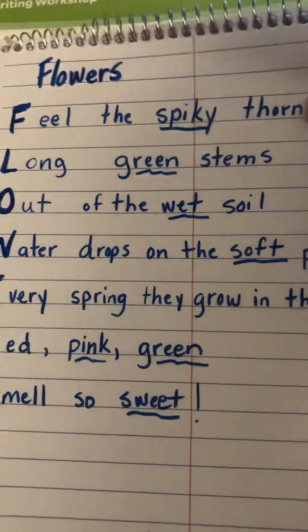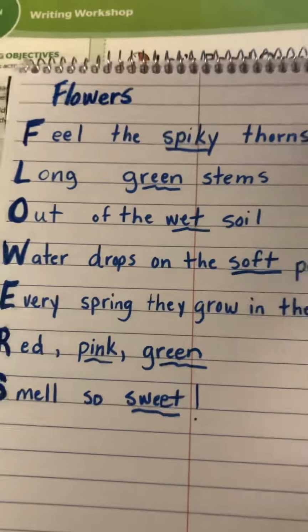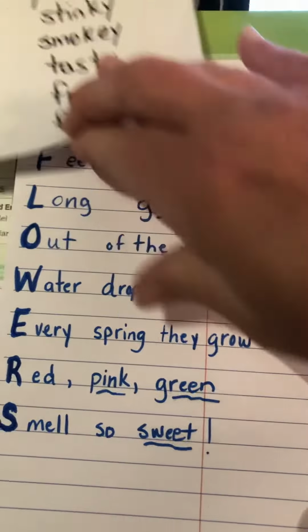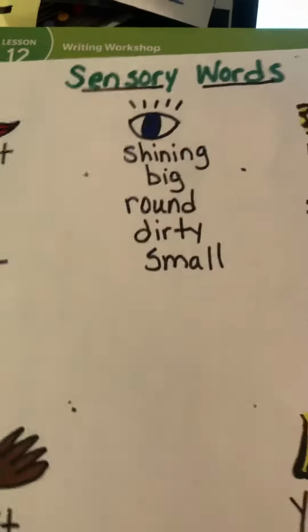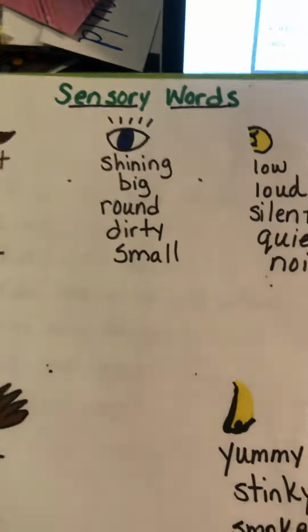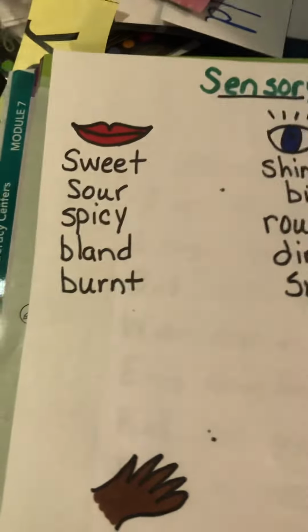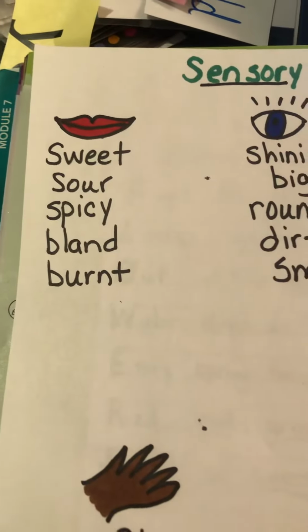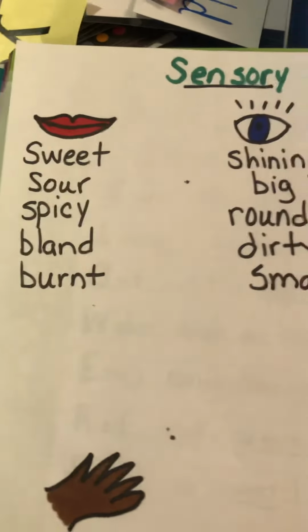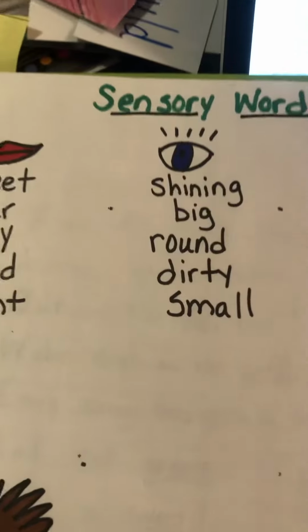So if you remember back, we were working on sensory words when we were doing our writing, and I kept that. So our sensory words tell us about what you see, hear, smell, and taste. And we had some examples. We had for taste, sweet, sour, spicy, bland, burnt, and there's so much more. They're just ones we put down.